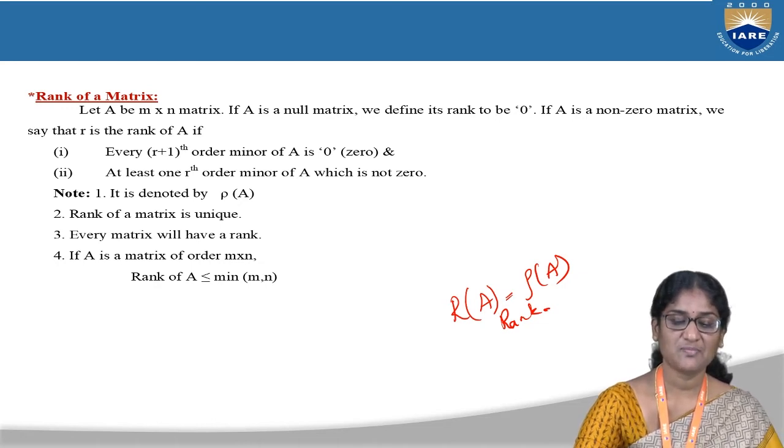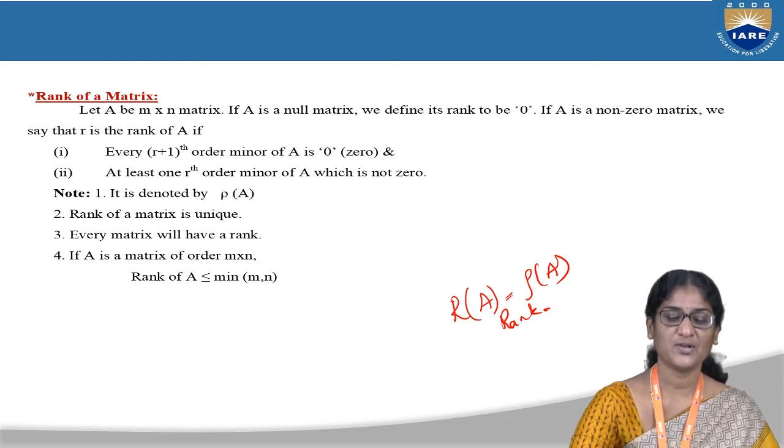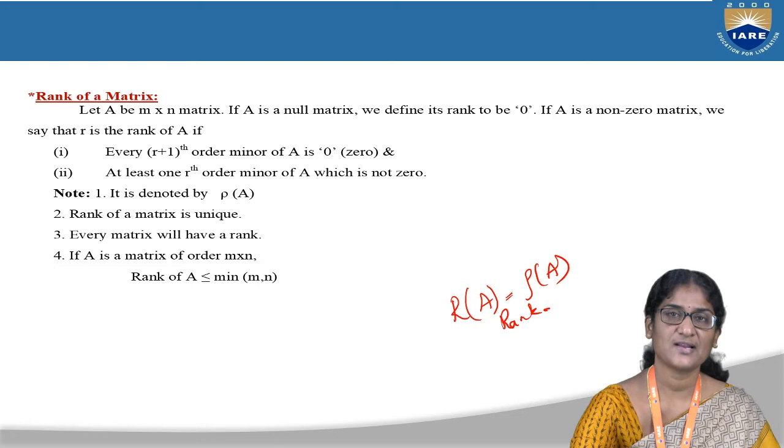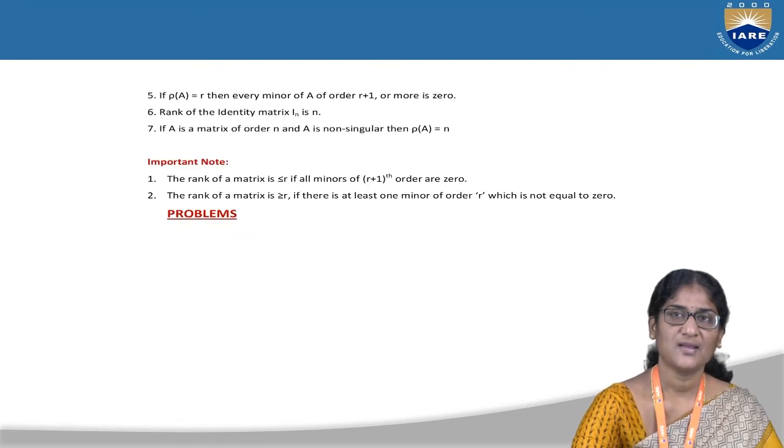If capital A is a matrix of order m into n, then the rank of A is less than or equal to the minimum of m comma n. So that is how we can understand the rank of the given matrix.